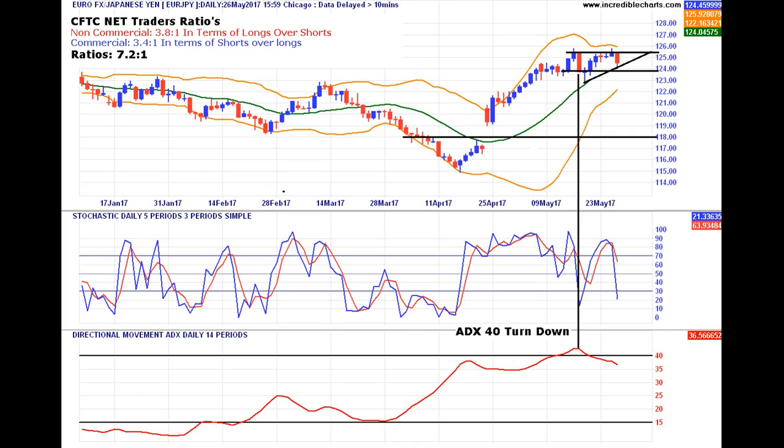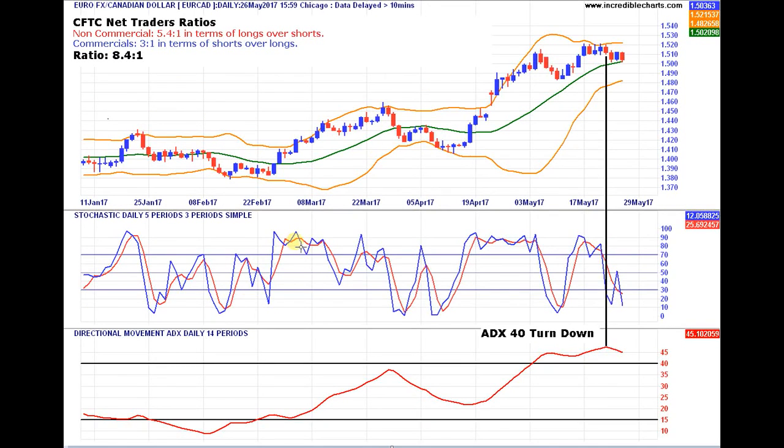I think we are going to see some decent downside action. Last week not much happened, but in the week ahead we'll see, but I'm looking for a decent breakdown. Let's move to the next chart. Okay, we're on Euro CAD daily.